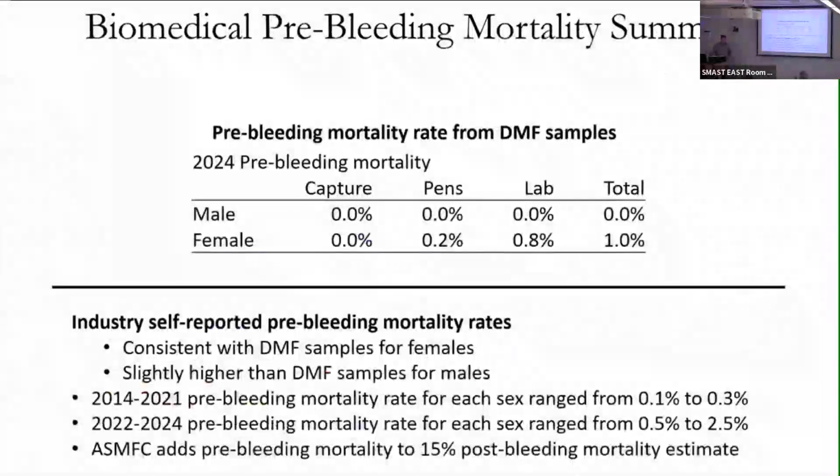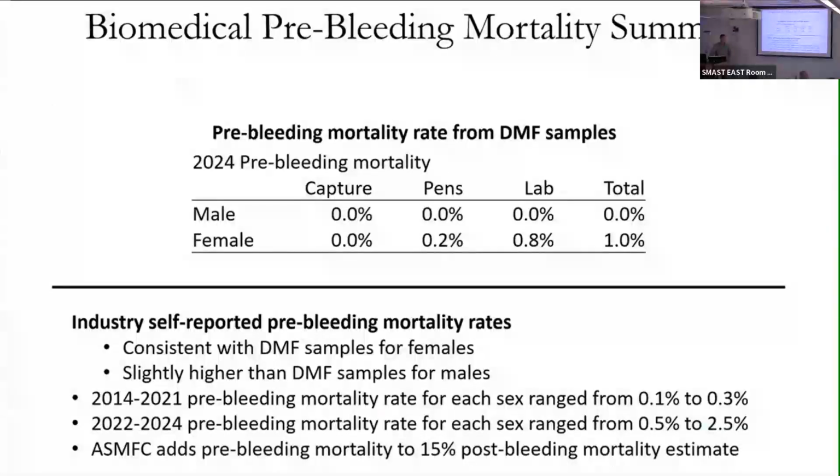So pre-bleeding mortality, the summary here. These are from the data that we collected on the boats. For males, we saw no mortalities at all. Females had a 1.0% mortality rate, 0.2% in the pens and 0.8% in the lab. This is consistent with the samples we got from the labs.